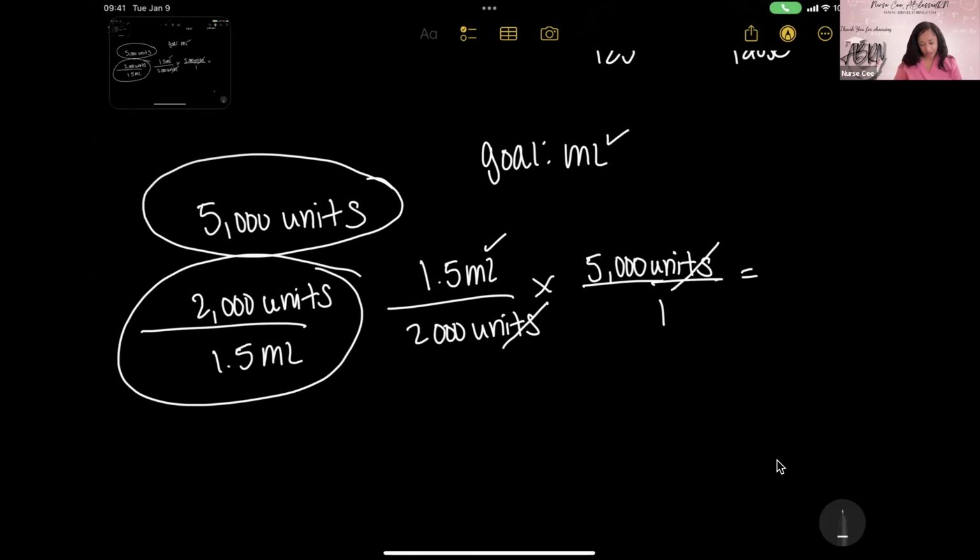If you see that every problem that we do, we start with what it is that we're looking for. We write our units to the side and we start exactly with that, right? So 1.5 times 5,000 is going to be 75,000, well, 7,500, excuse me, and then 2,000 units times 1. So we'll divide the top by the bottom, and that's going to be 3.75.